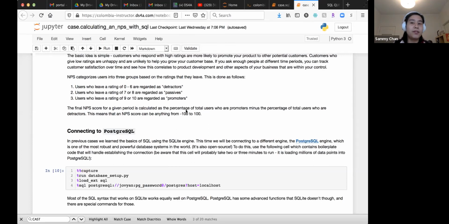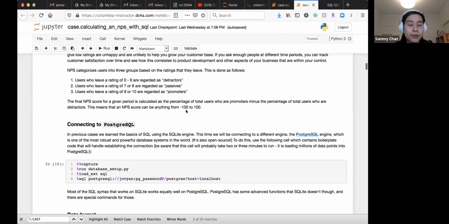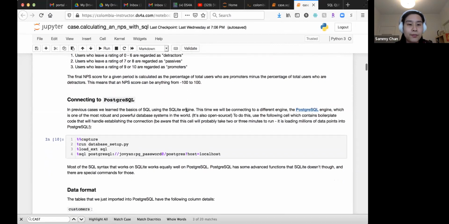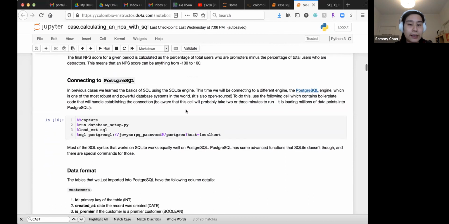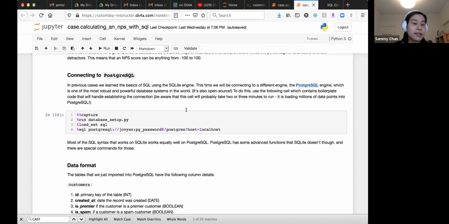The 0 means we're probably not doing super well either, because of course we want to minimize the number of detractors and try to convert them from detractors to promoters, right? So that's the business context that we should keep in mind.